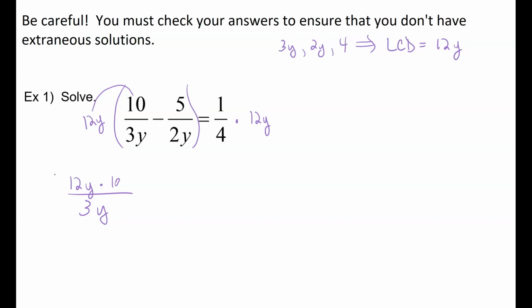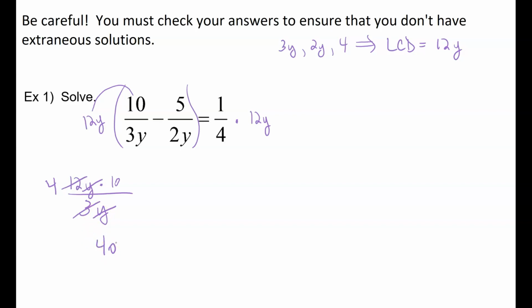Yes, Jocelyn? So can you just divide the LCM by the denominator and then multiply the answer by the numerator, and that's it? Yes, that's essentially what we're going to do, and that's why I'm writing this step out. So like you said, these y's divide out, and 3 goes into 12 4 times, and we're left with just 4 times 10, which is 40.